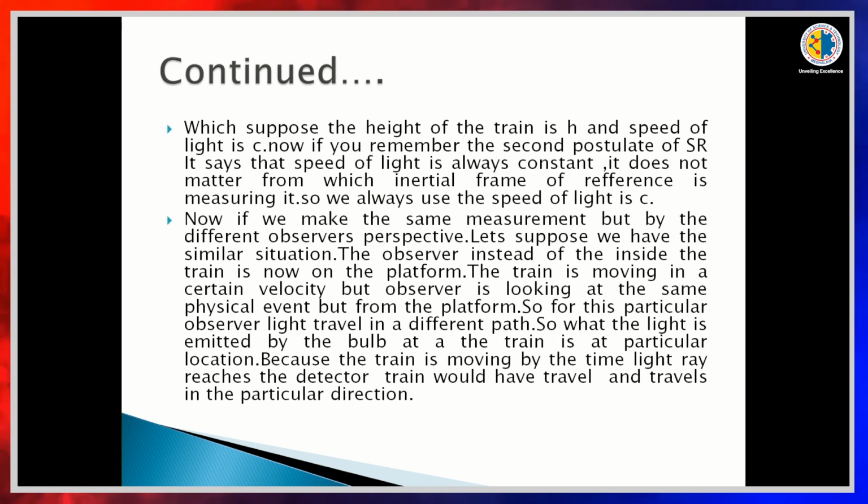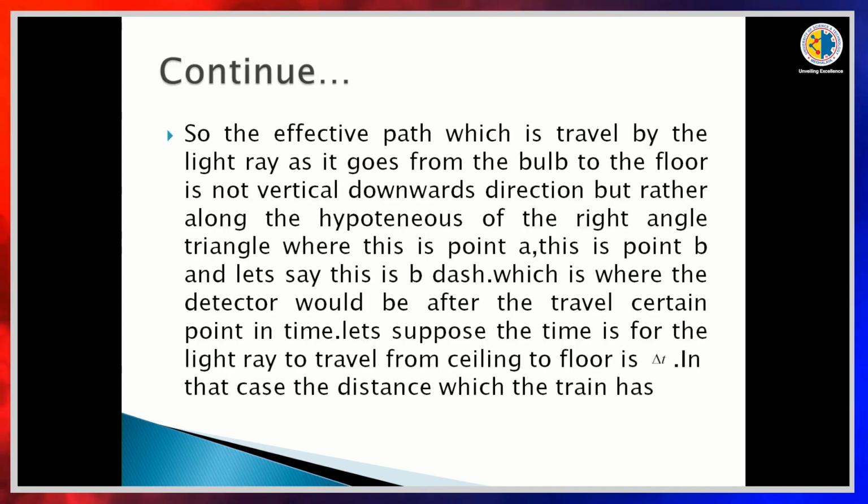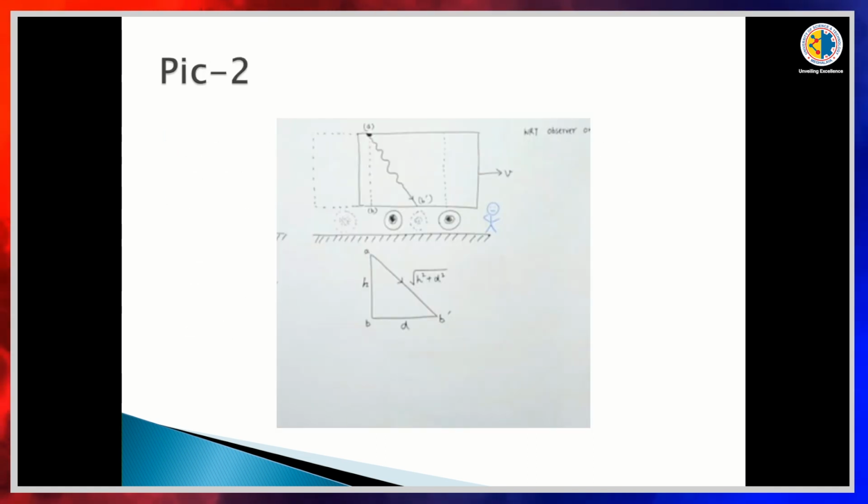So, he says the light does not reach the floor the straight way, it reaches the floor in a different way. The effective path travelled by the light ray as it goes from the bulb to the floor is not vertically downwards, but rather along the hypotenuse of a right angle triangle, where this is point A, this is the point B, and this is B dash. So, this is the picture A, B and B dash. This is a right angle triangle.